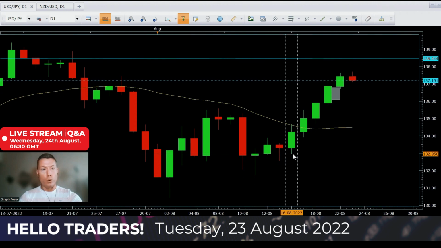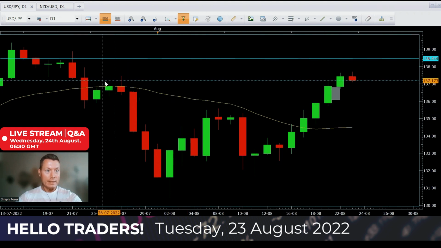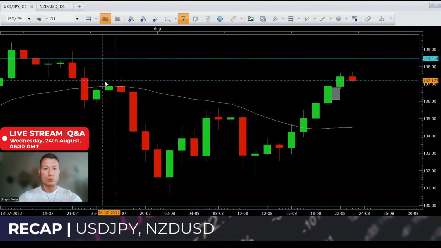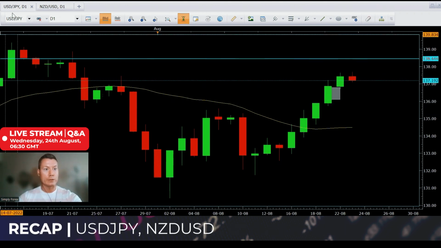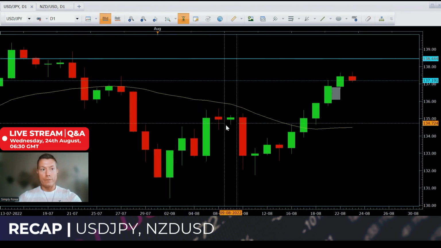Right, guys, for today, we're going to look back at yesterday's trades. We're going to look at today's potential trades, and we're going to look at the news. All right, so let's get started. Yesterday, we had two potential trades: the US dollar yen and the New Zealand US dollar. So the first one is this.